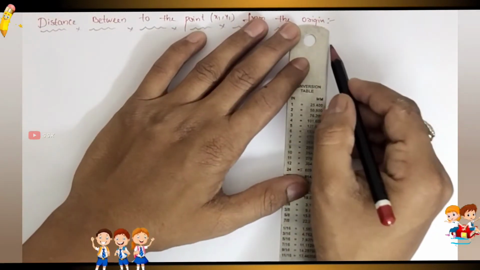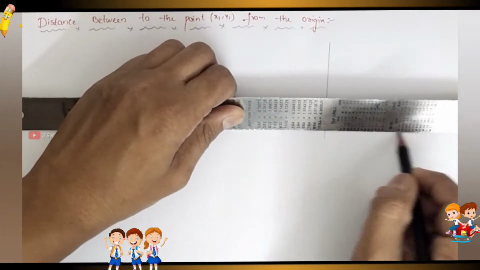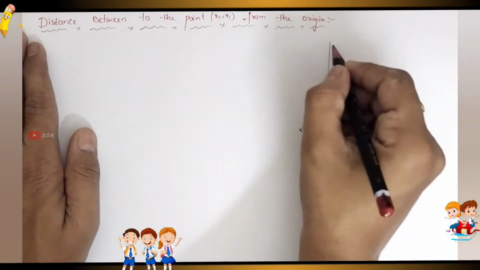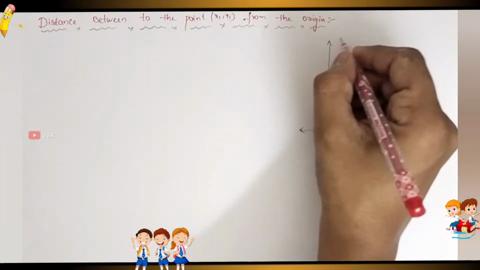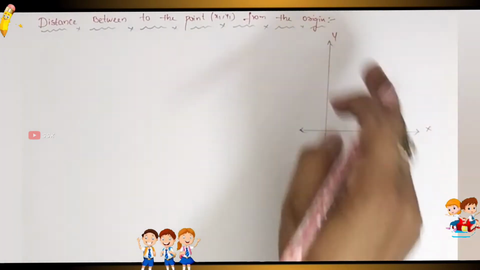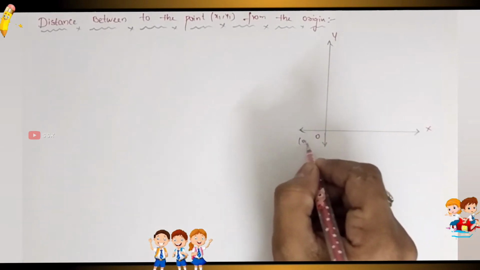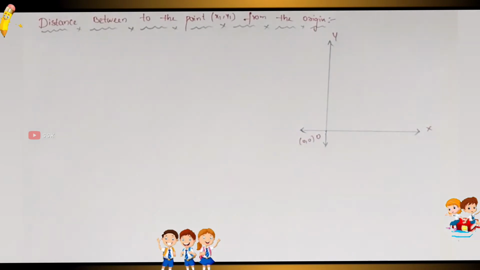Now this is the y-axis, this is the x-axis. The x-axis and y-axis intersect at point O. So O is called the origin, that is the 0 comma 0 point. So this point is the origin.